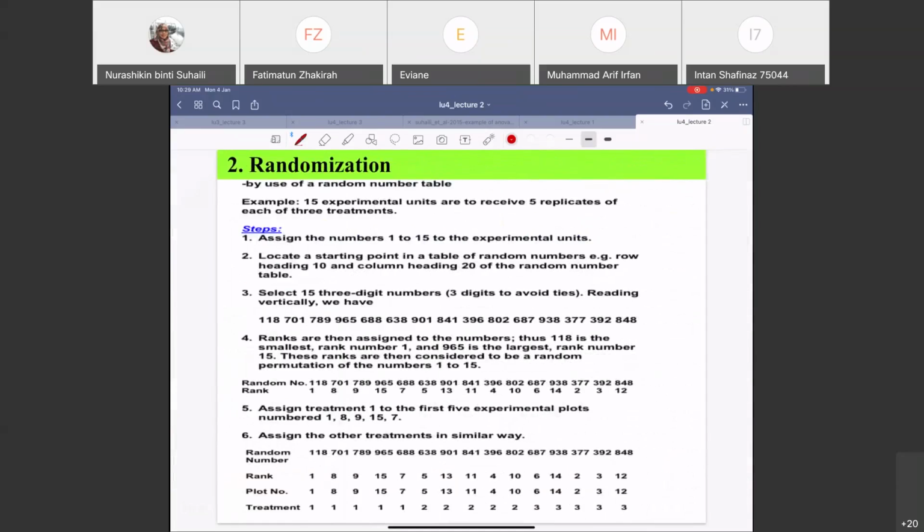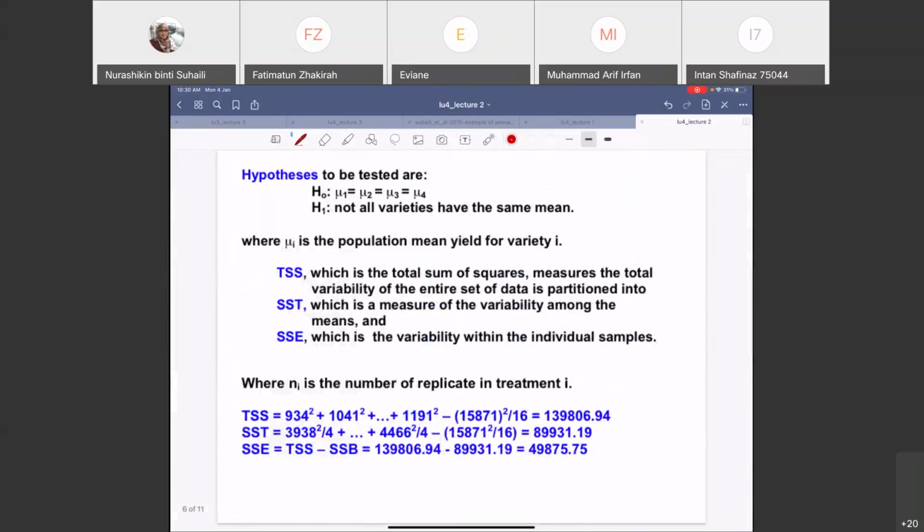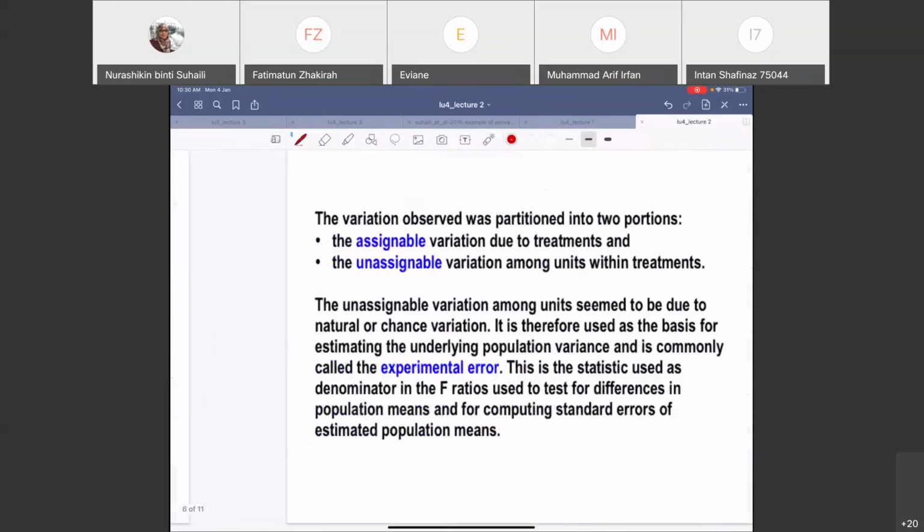Randomization is how you actually select your data. I'm not going to do that, but I'm going to focus on, one moment.